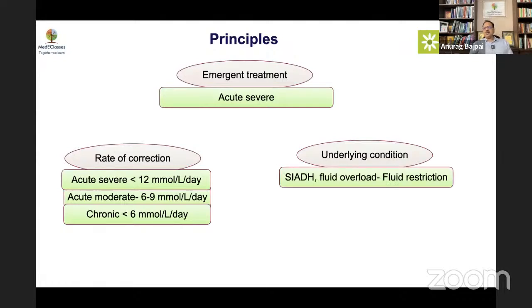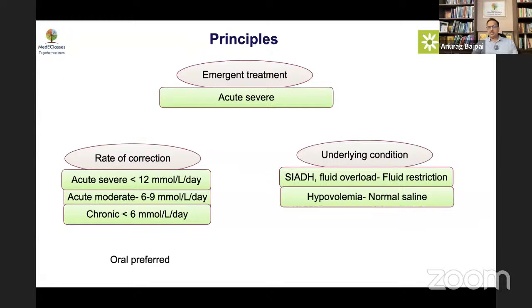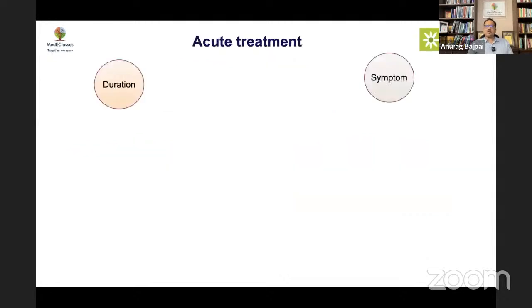So if you have SIADH and fluid overload, do a fluid restriction. Hypovolemia, you will give normal saline in that regard. So this is something which you have to be very, very careful about. If you are able to correct it orally, give it orally. Usually if you're giving IV, the typical sodium is around 70 to 100, and 120% is what is required in that regard. So the acute treatment will depend upon the duration and the symptoms.